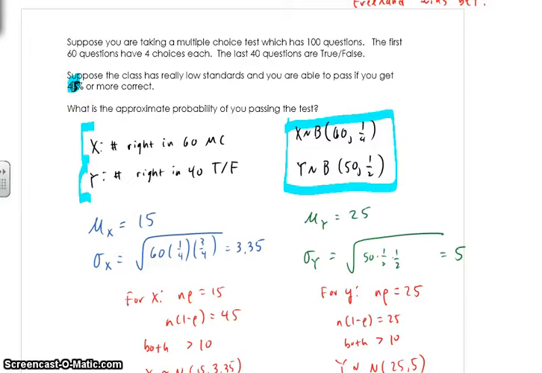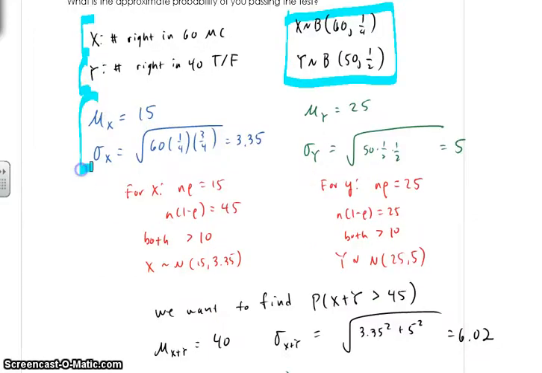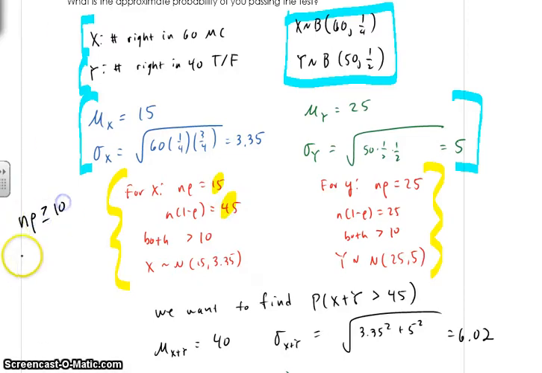I'm going to do the exact same process that we did on the front of the sheet. I'm going to find the means and the standard deviations of each of those random variables. Again, very important step: we check to see if a normal model is reasonable in both cases, and for both, it is. Again, that rule of thumb is that n times p is greater than 10 and n times 1 minus p is greater than 10. That's the rule of thumb that says a normal model will work reasonably well. It is met in this case.